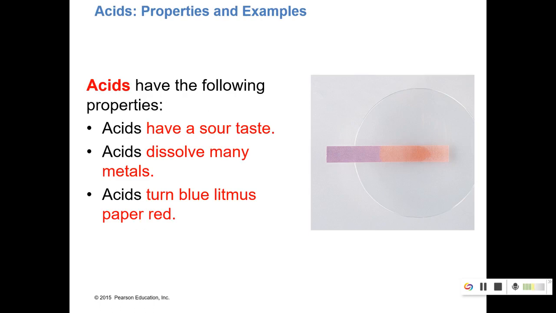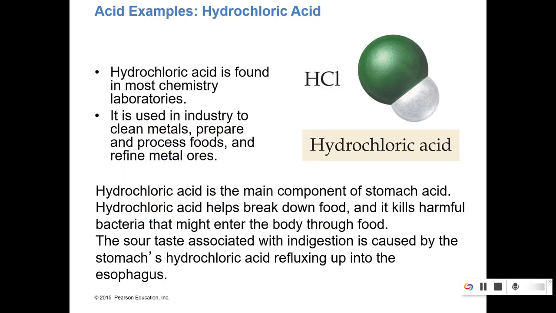All right, so things you need to know. Acids have a sour taste. They will dissolve those metals and they will turn blue litmus paper red. Now you can see in this image on the right that it was blue. You stick it in the liquid and it turns red. Also remember, y'all can pause this video at any time to write stuff down.